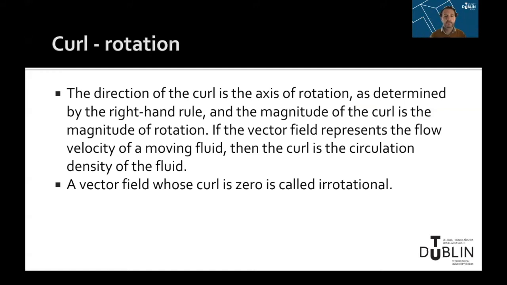And the magnitude of the curl is the magnitude of rotation, the speed of rotation. If the vector field represents the flow of velocity of a moving field, then the curl is circular. So it's how it rotates. A vector field whose curl is 0 is called irrotational. This will come up in 2 lectures' time, and it's an important note.